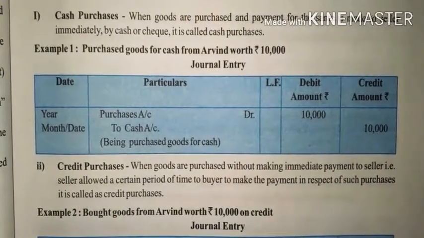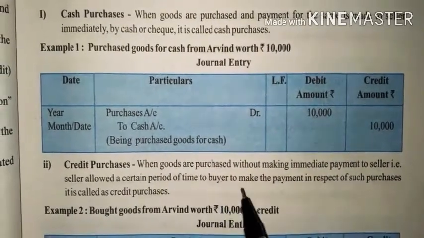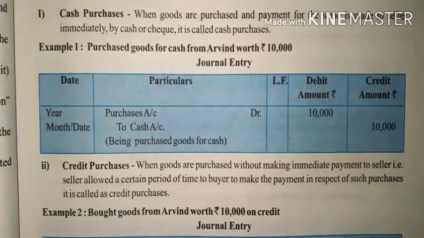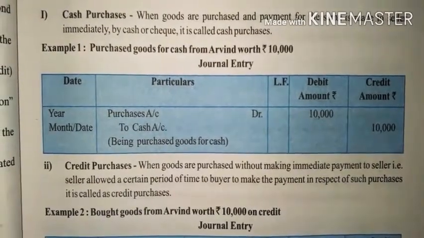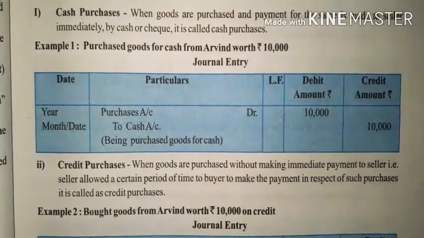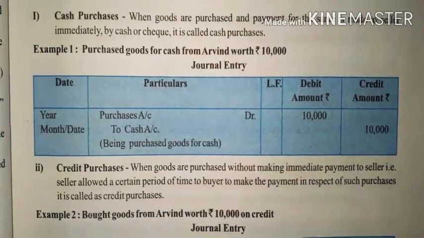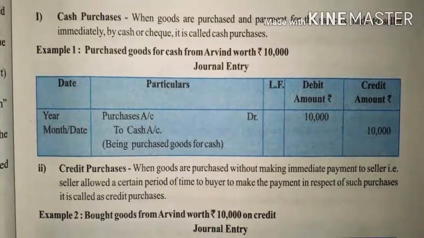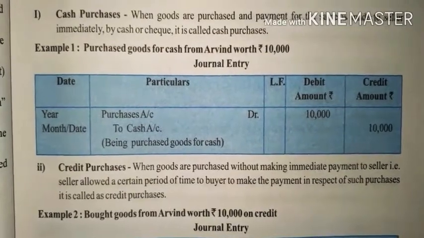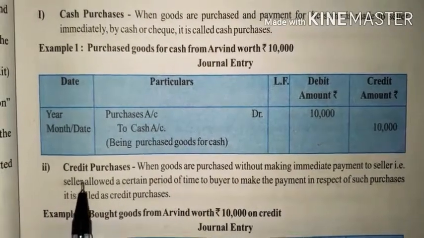I have already told you, when you have purchased any goods without making immediate payment, the seller will give you a certain period of time for making payment of the goods you have purchased. After that certain period you have to pay the amount of the goods that you have purchased on credit or loan. That is called credit purchases.